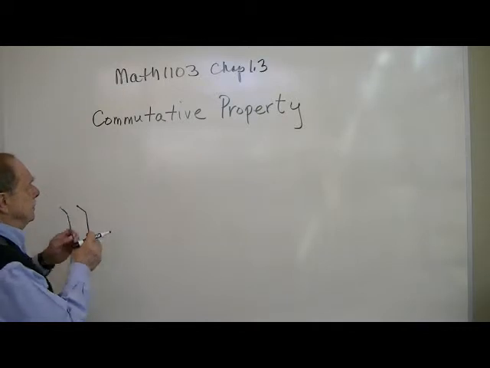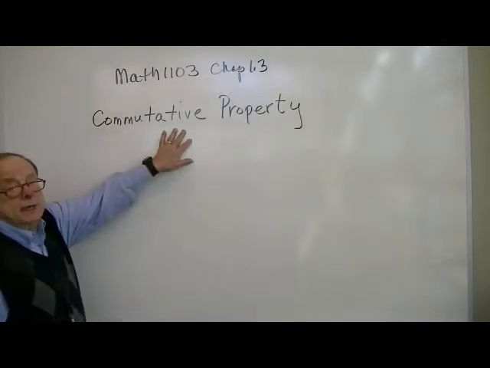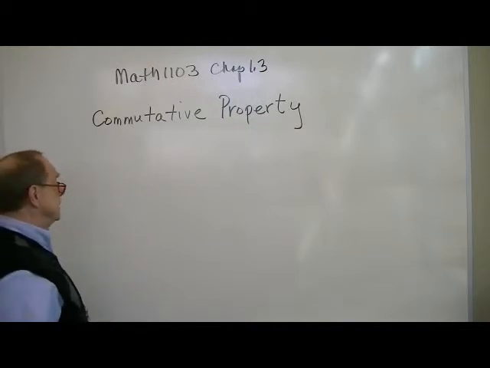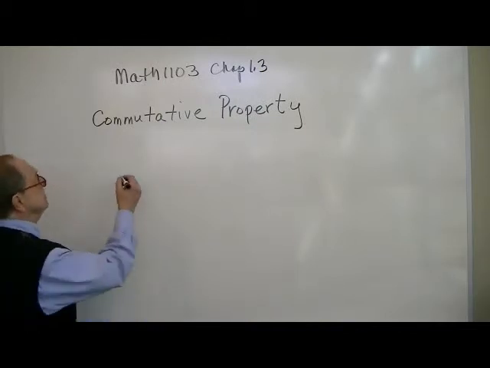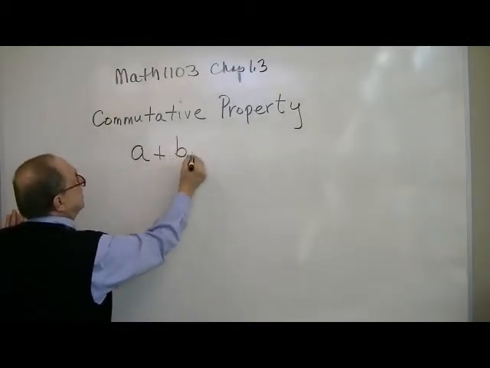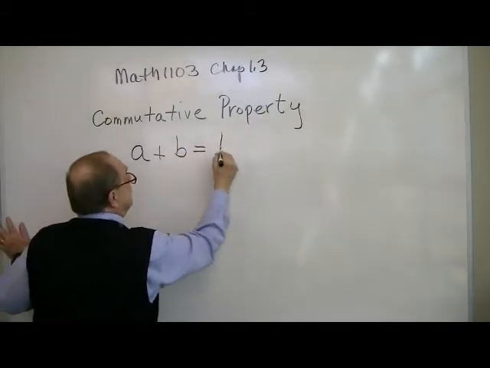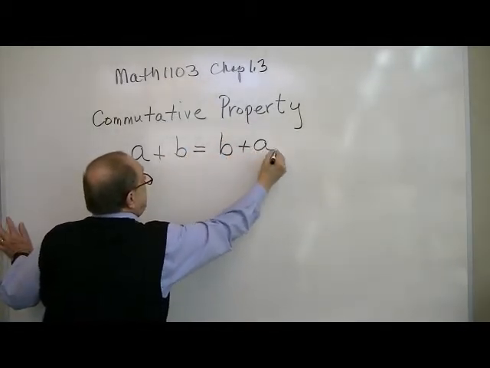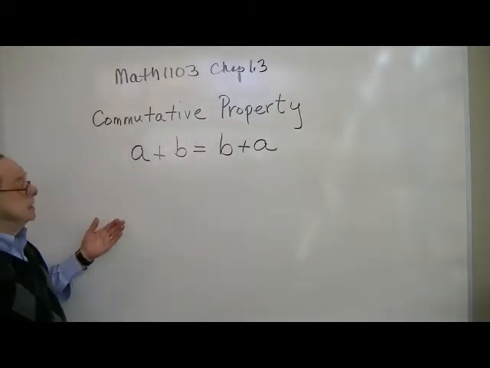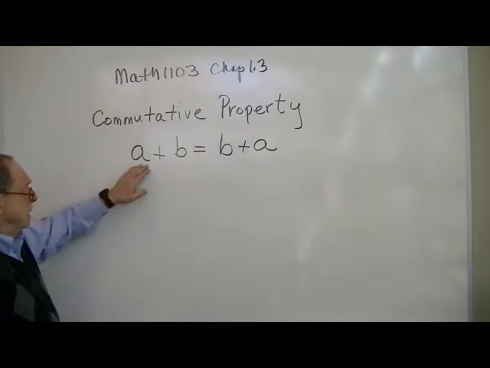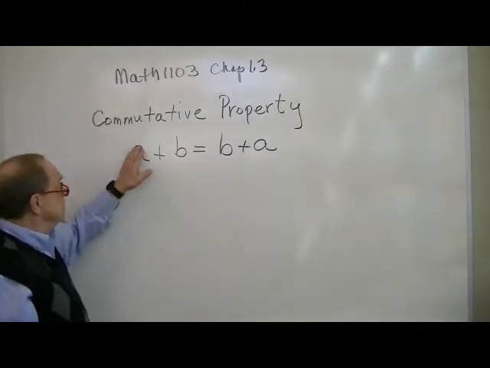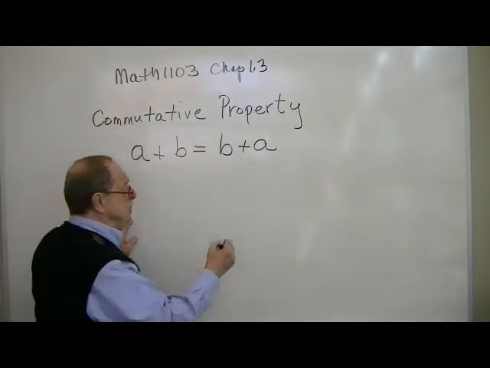Now our next vocabulary word is the commutative property that we find in algebra and arithmetic, and it's basically something like this. A plus B equals B plus A. And you might say, well, that's obvious. Well, here it is in the property form. A plus B equals B plus A. So this would be the commutative property of addition.